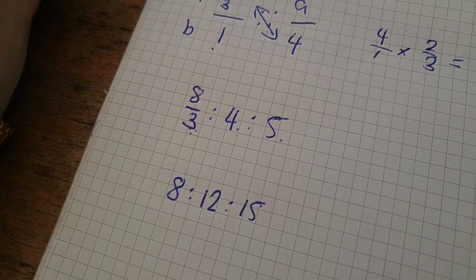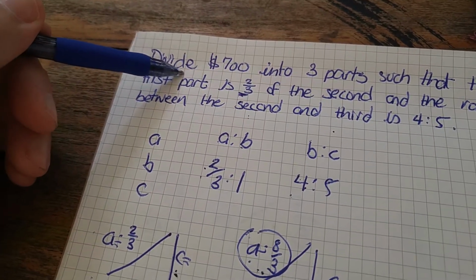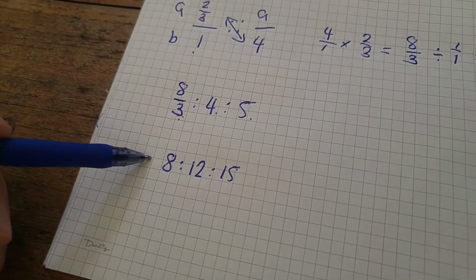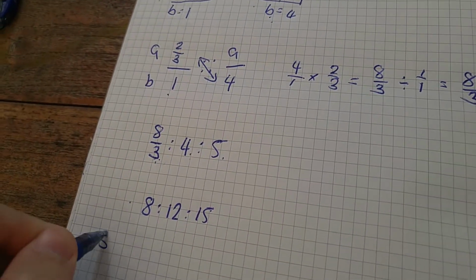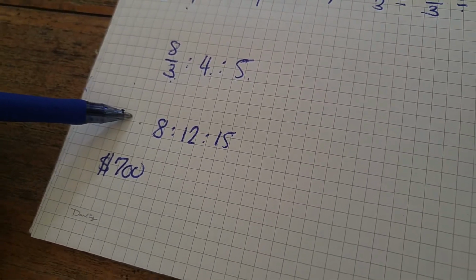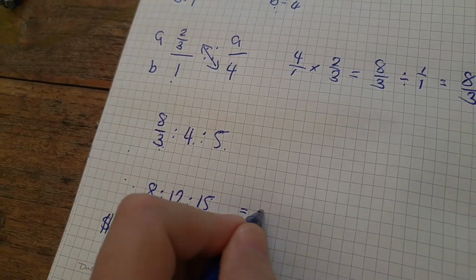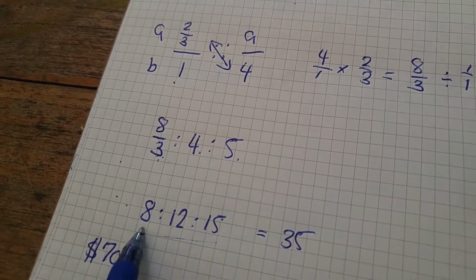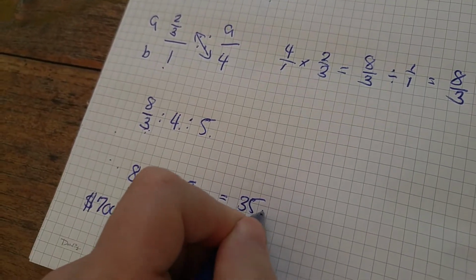Okay, that's the first part. Now we need to find out the second part. We need to divide $700 by this ratio. So first thing, we count up the parts, and we get 35. 8 and 12 is 20, and 15 is 35. So there are 35 parts.